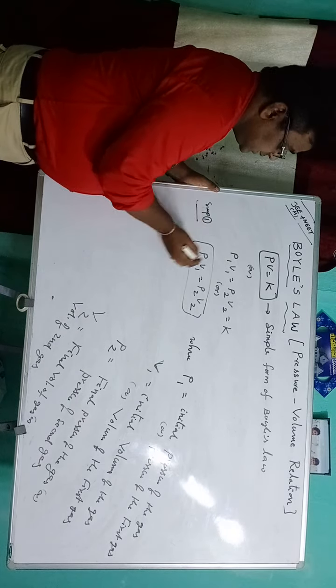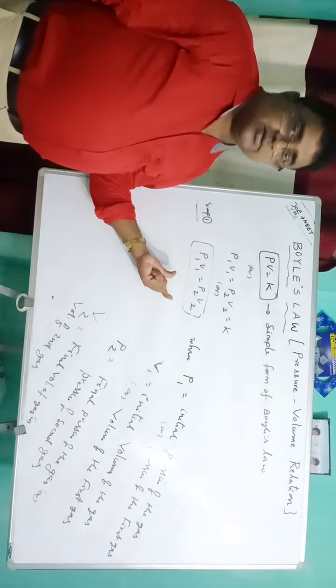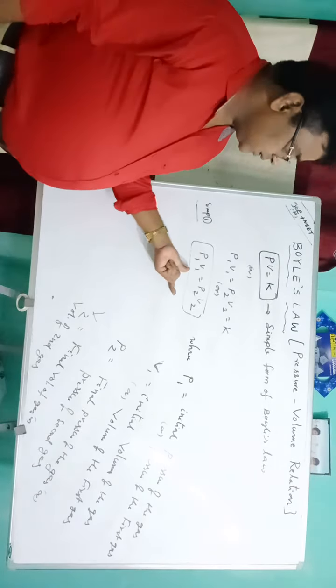This formula is mainly used for solving the problems which come in JEE Mains or NEET. So P1 V1 is equal to P2 V2. This is also Boyle's law. Here P1 is the initial pressure of the gas, or pressure of the first gas. V1 is the initial volume of the gas, or volume of the first gas. P2 is the final pressure of the gas, or pressure of the second gas. Similarly, V2 is the final volume of the gas, or volume of the second gas. So this is the first formula. First you note it.